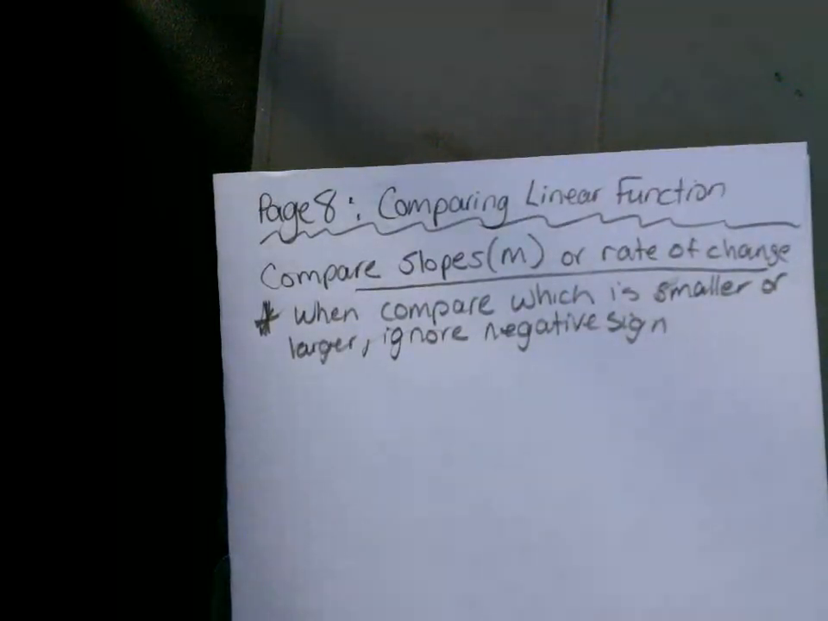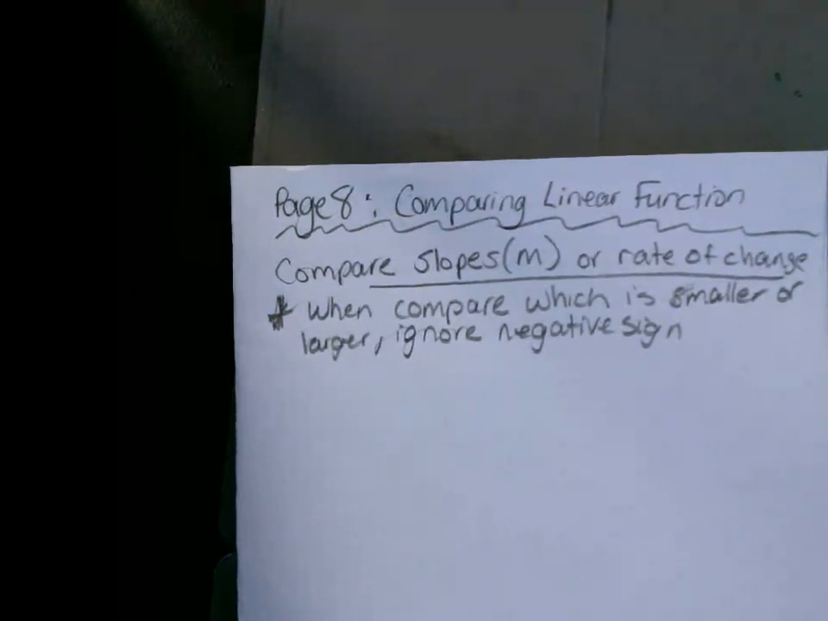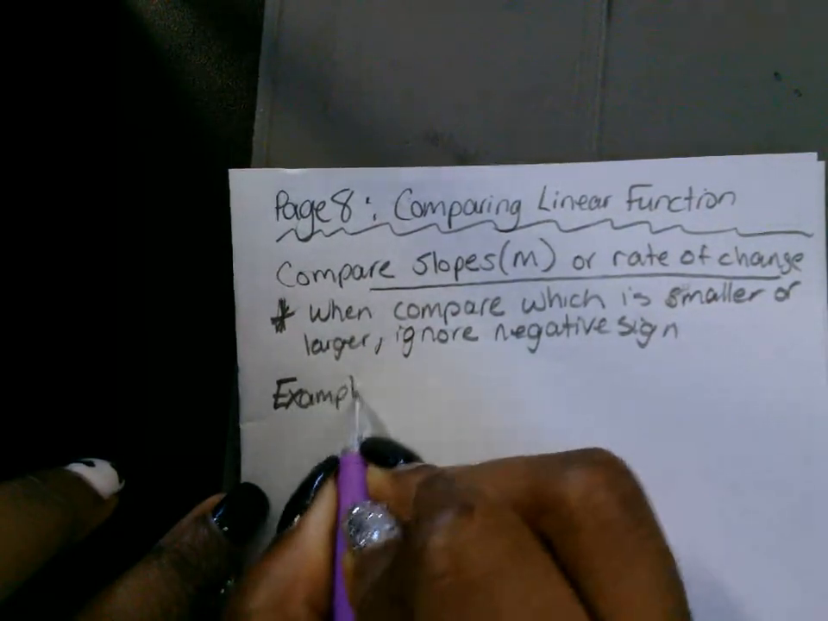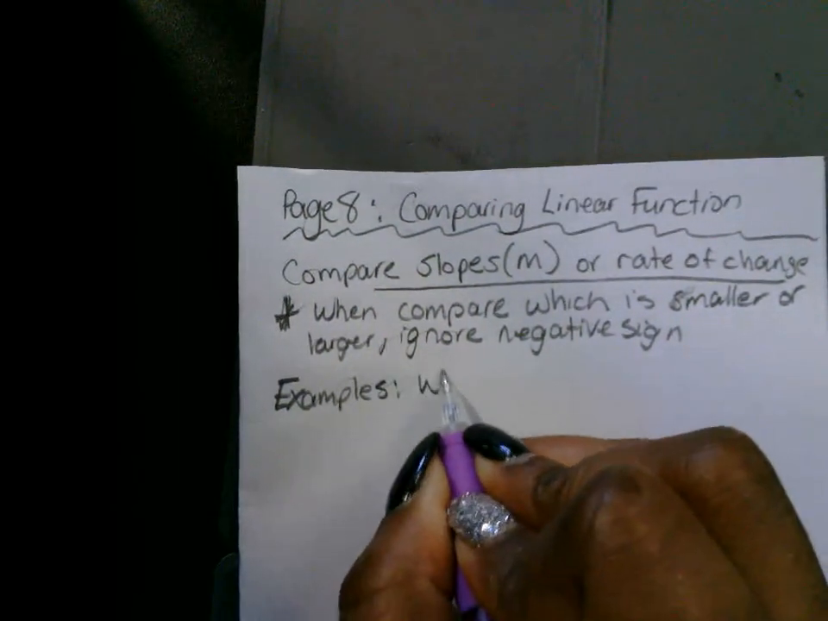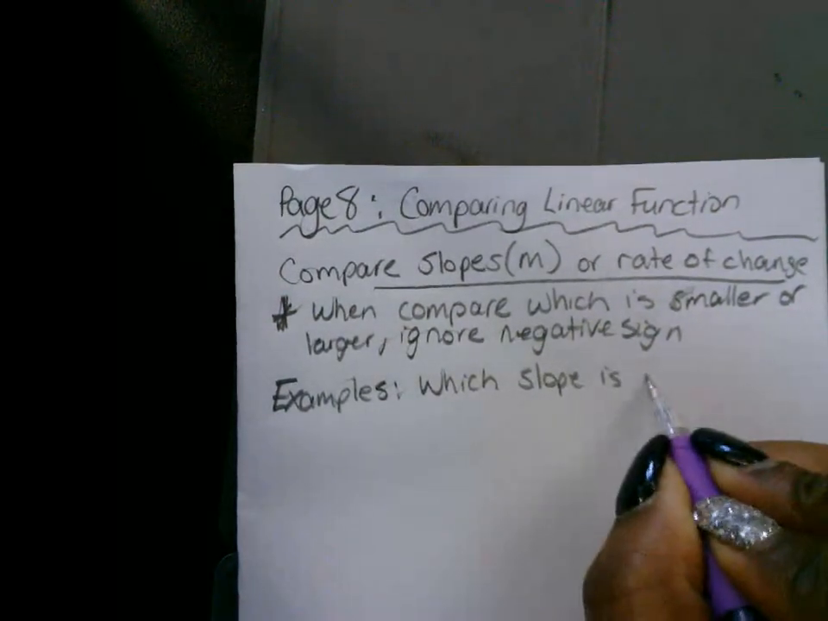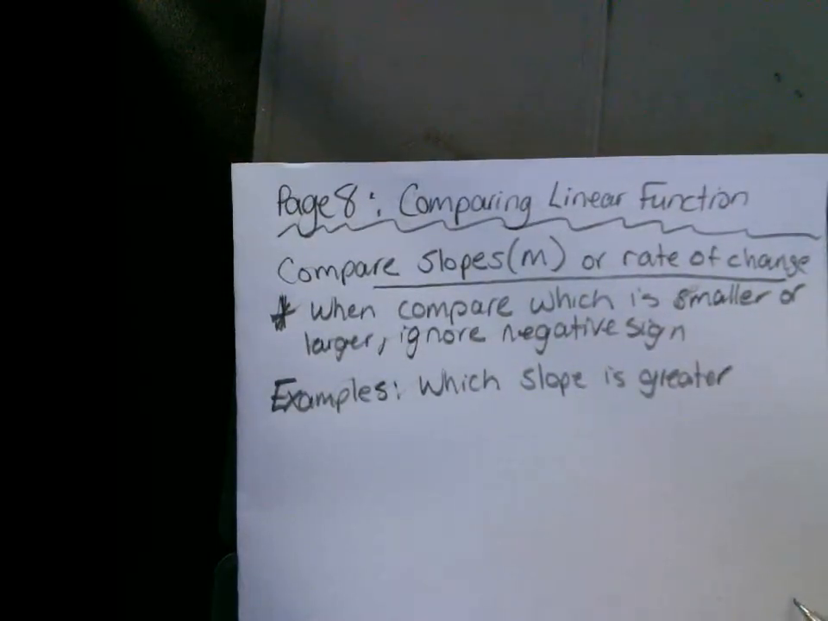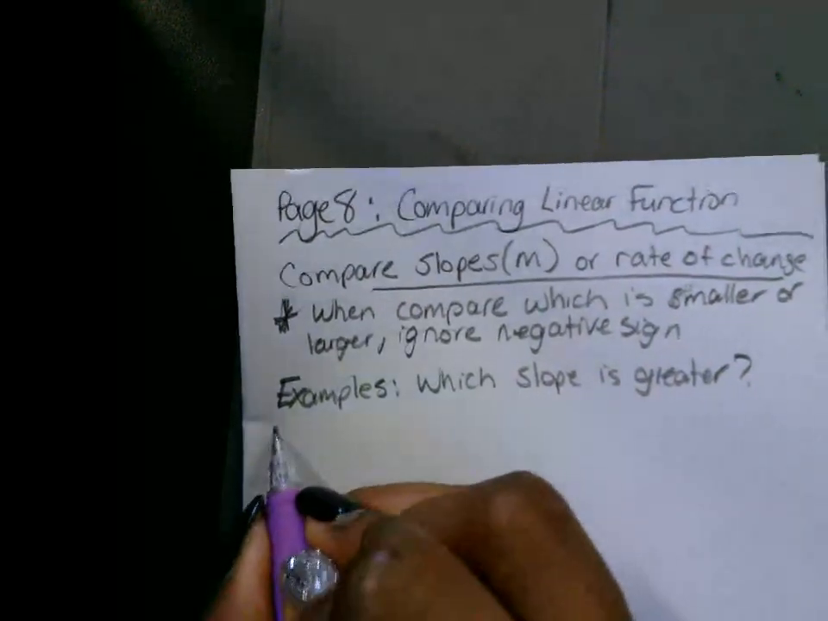We're going to do some examples so that you can see what I'm talking about. I'm going to do one example with you, and then I'm going to see if you can do the other on your own. Okay, so let's do this one together. Examples: which slope is greater? Not smaller, but greater, just the same as larger. First example, number one.